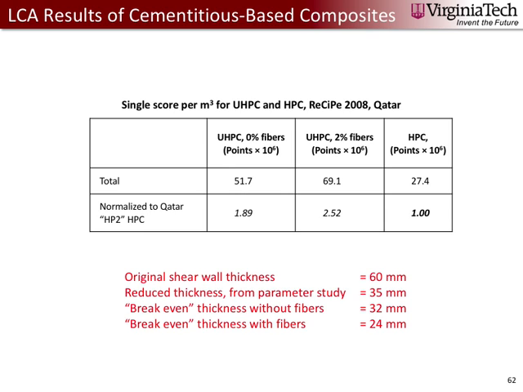The original thickness of the shear walls is 60 millimeters, and we've found that we could reduce that to 35 millimeters while maintaining the same initial stiffness. These break-even thicknesses with and without fibers shown below correspond to this 60 millimeter value divided by these numbers here. So that's the necessary thickness we would have to reduce the walls to have equal sustainability. We can see that we didn't quite get there, and I'll talk more about that in the next slide.